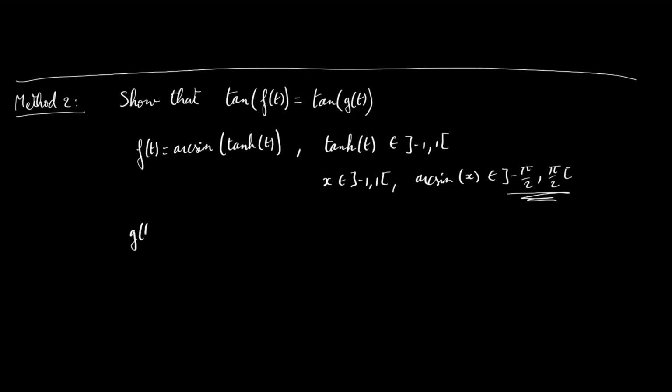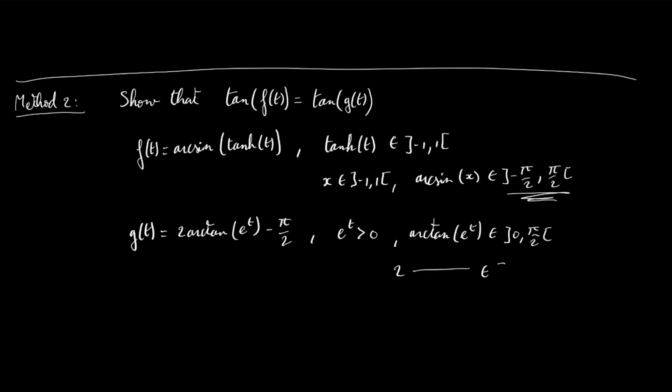Now for g of t, we remember that g of t is equal to 2 times arctan of exponential of t minus pi over 2. Exponential of t is strictly greater than 0, which means that the arctangent of exponential of t is included between 0 and pi over 2, which means that 2 times this function belongs to the interval 0, pi, and this means that 2 arctan of exponential of t minus pi over 2 is included between minus pi over 2 and pi over 2, which again is a domain in which the function tangent is defined. So we are perfectly good here, and we can continue with the calculation of these two functions.